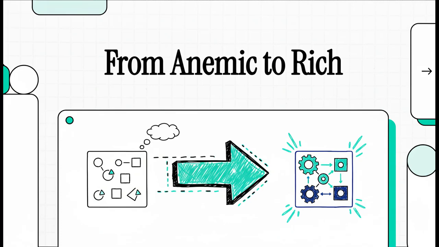Hey everyone, and welcome. Today, we're going to tackle a really common code smell, the anemic domain model, and transform it into a robust, rich domain model using some key ideas from domain-driven design. Let's get right into it.